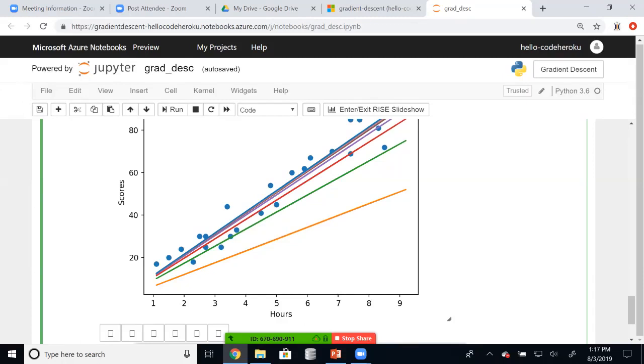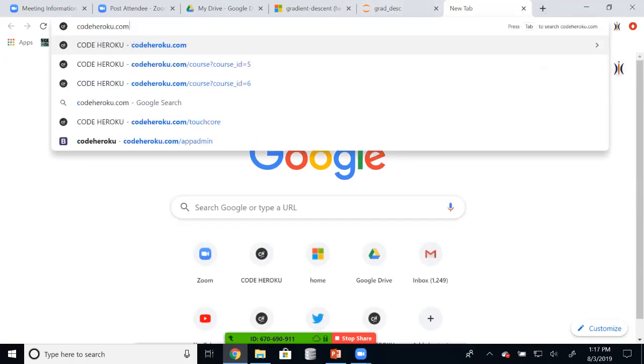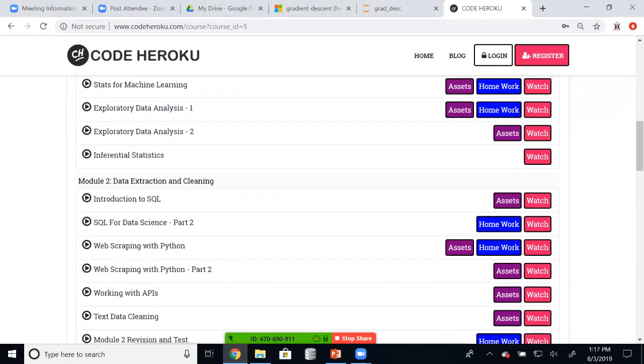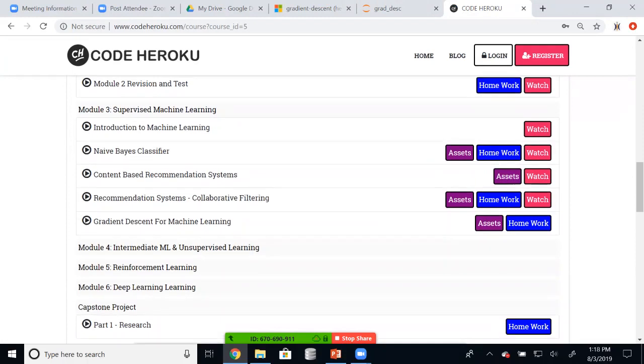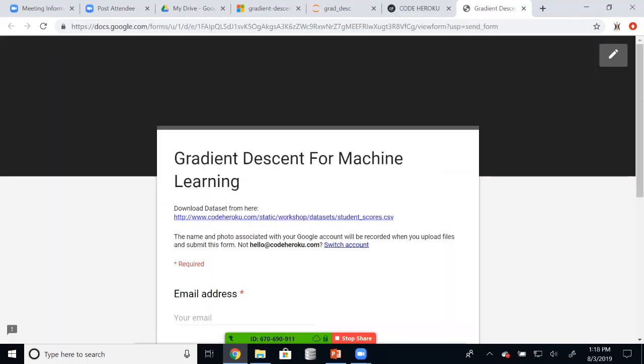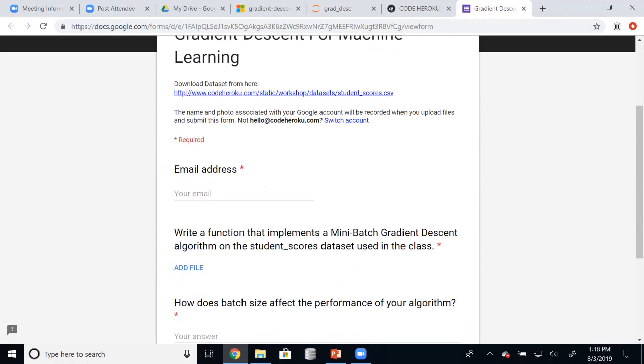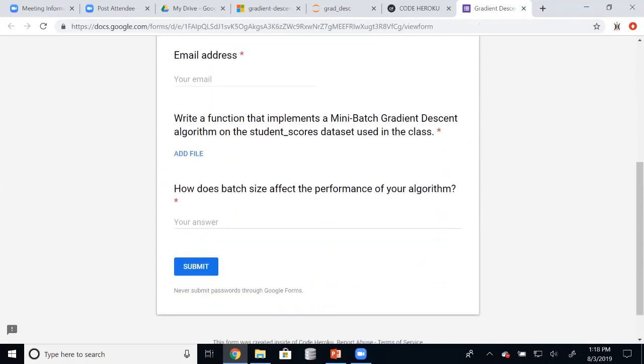I also have a homework for you. If you go to your course page, go to the gradient descent class and look at the homework over there. It's the same data set that we are working on right now, the student_scores data set. I want you to write a function which implements a mini batch gradient descent algorithm.